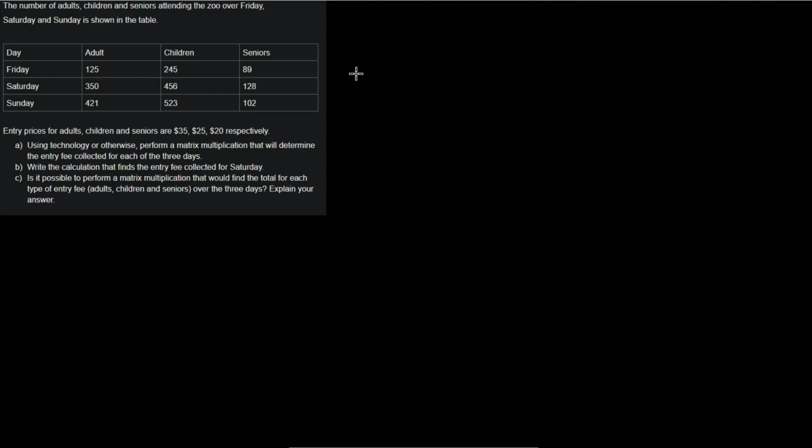Let's read it. The number of adults, children, and seniors attending the zoo over Friday, Saturday, and Sunday is shown in the table. Entry prices for adults, children, and seniors are $35, $25, and $20 respectively. Using technology or otherwise, perform a matrix multiplication that will determine the entry fee collected for each of the 3 days. Alrighty, well, we've got a table here. We can just turn that into a matrix quite easily.